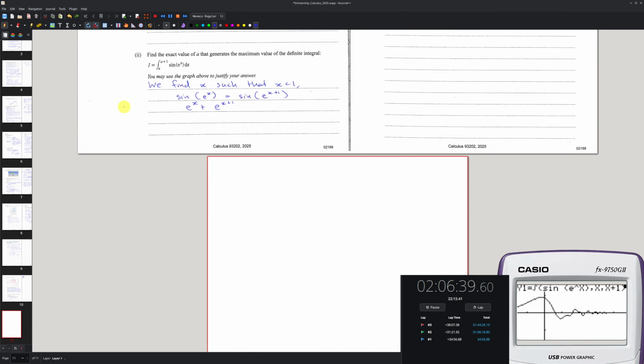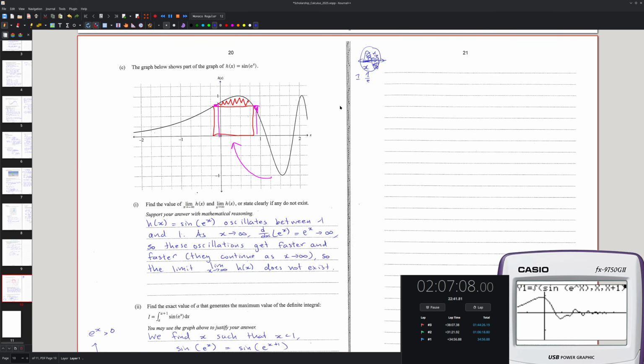If you look at the graph of sine, how does it look? Obviously we're not here, because e to the x is bigger than 0. So we must have e to the x plus e to the x plus 1 equals pi, right? Then they're symmetric. And then you have e to the x times 1 plus e equals pi.